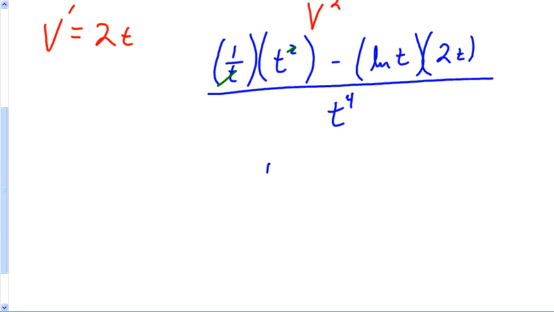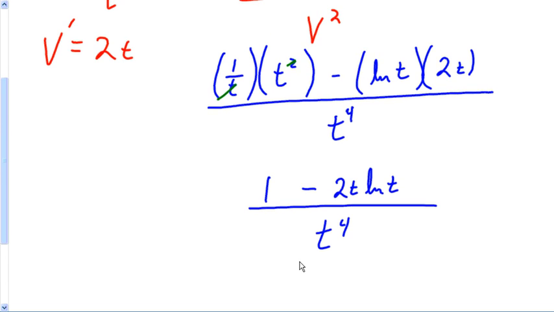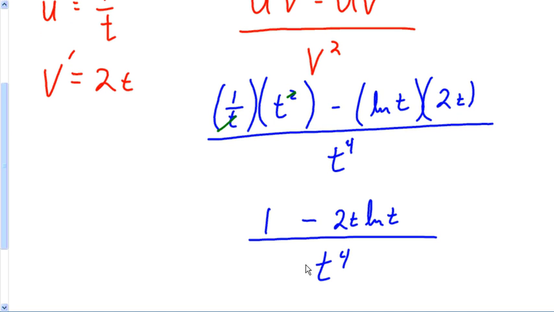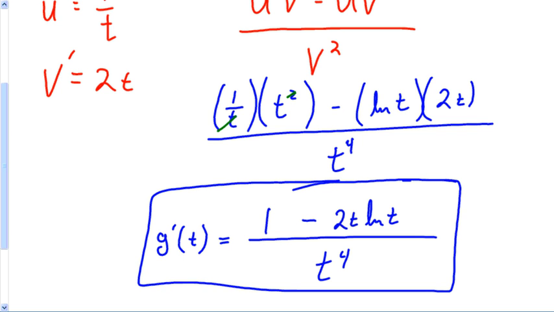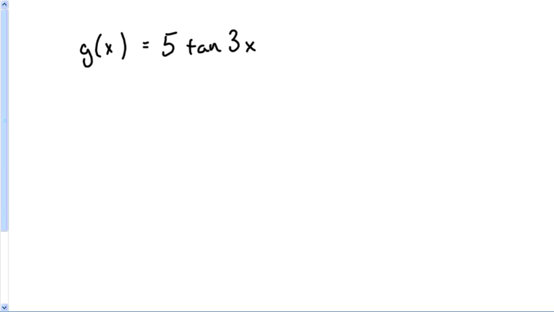So this ends up being 1 minus, I'm going to rewrite it, 2t log t over t to the fourth, and that is actually going to be where I stop this thing. Somebody could come back and try and bring it further, but I do not see anything that would actually simplify this problem. So this is my final answer, Mr. Trebek.